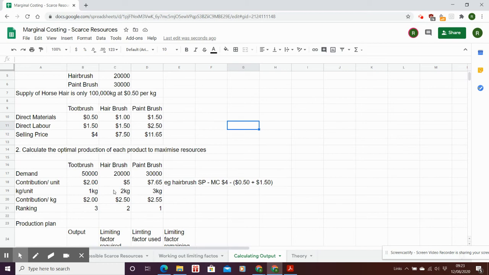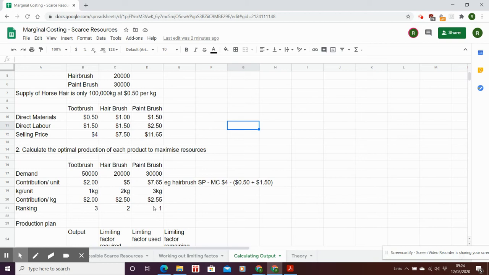Provided we then know the kilograms per unit, which we've already calculated, what we can then do is divide the contribution per unit by the kilograms of horsehair, and that gives me $2 of contribution per kilogram for the toothbrush, $2.50 for the hairbrush, and $2.55 for a paintbrush.